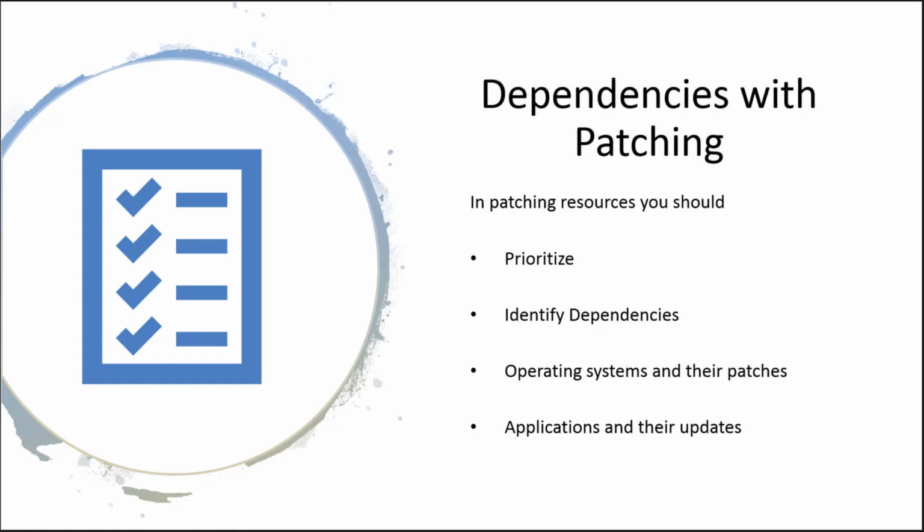One more thing we want to think about when it comes to maintaining patching or updates is that we should prioritize our patches, identify dependencies, and also look at operating systems. We want to think about it from a perspective of Windows and Linux, but also different versions and different vendors of Linux. Even though it's open source, they could have very different requirements between, for example, Kali or Ubuntu. Applications as well as their updates.